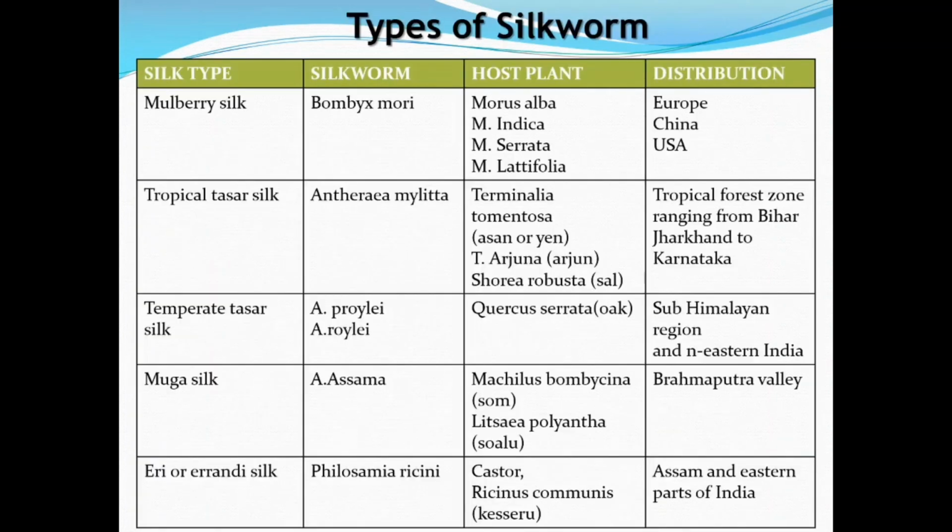The present table is giving you information about different types of silk produced by different species of silkworm. In table number 3, you will find that the host plants required for rearing of particular species of the silkworm has been given. And in 4th column, distribution of the silkworm in the world is given.